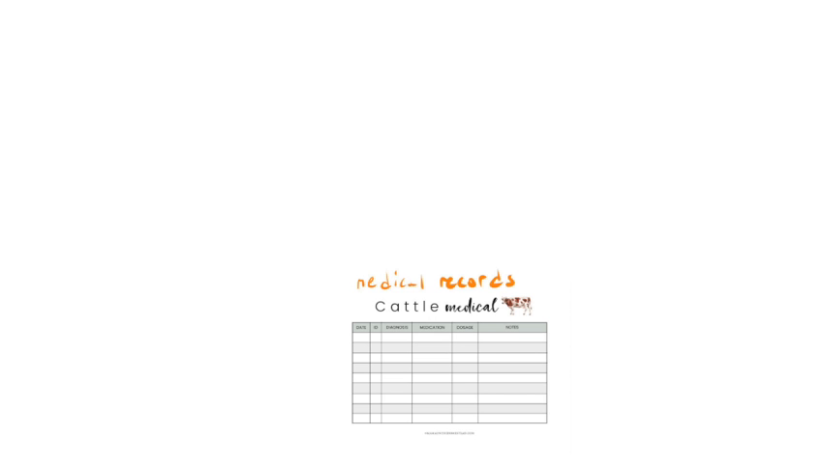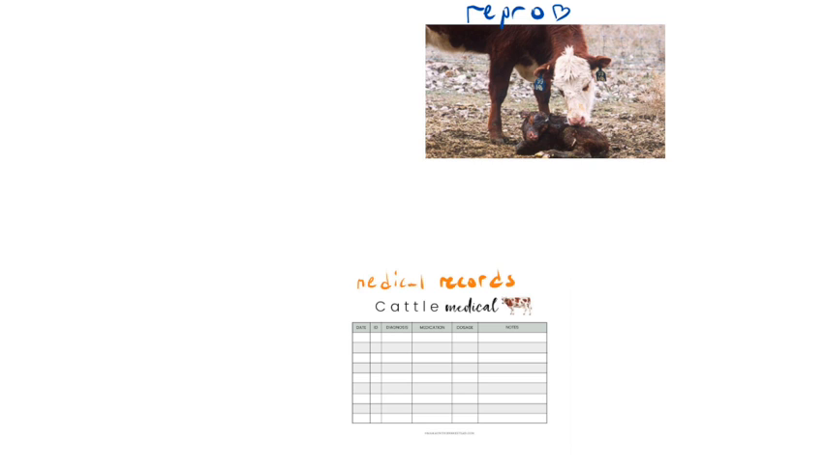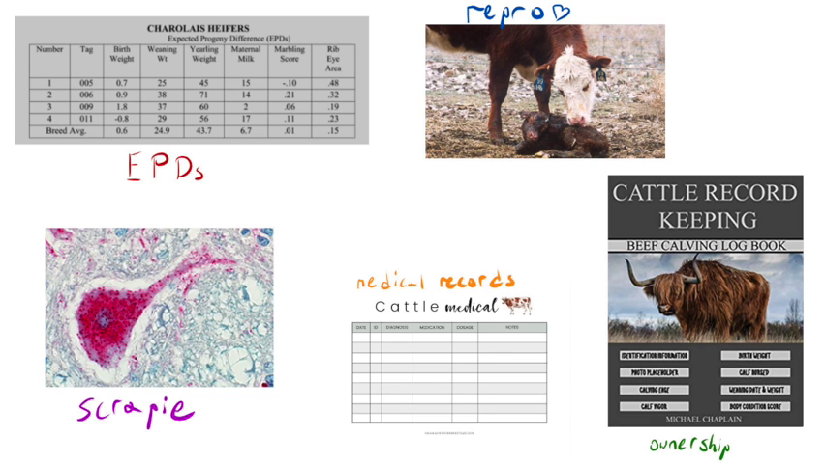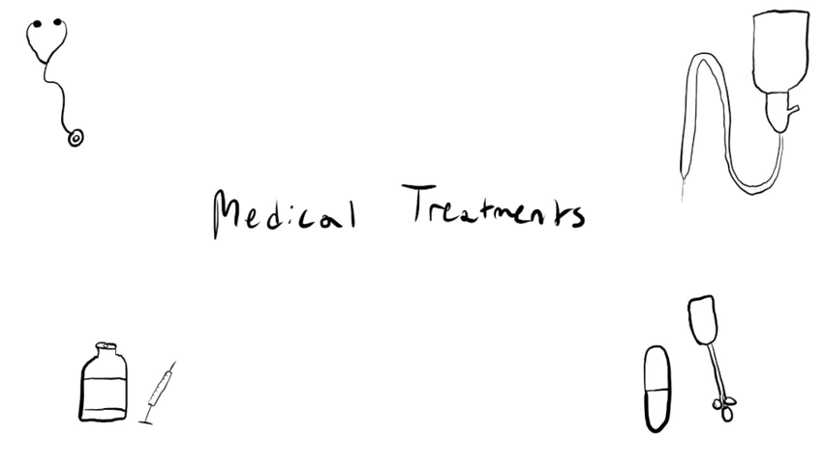There are 5 main reasons that we're going to be using identification on our livestock animals: medication treatments, reproduction records, performance data, track ownership, and track disease outbreaks. Let's start with medication treatments.